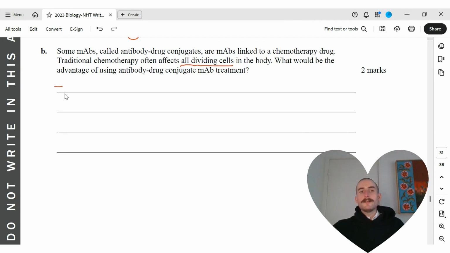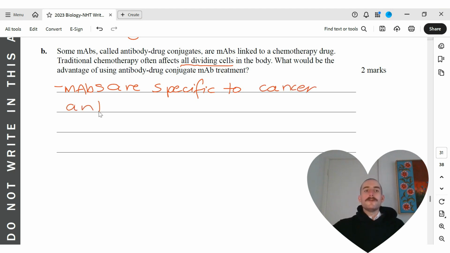And as we mentioned above, probably should have put a bit more of a space there. They are specific to, we can just write cancer antigens. Maybe we want to mention PD-L1. It's probably not necessary for this question, but they're specific to cancer antigens, or particular cancer antigens, like the PD-L1 protein. That's great. We haven't actually said what the advantage is yet. We've just said something about mAbs. And so they're specific. We kind of said that earlier. That would still be 1 mark.